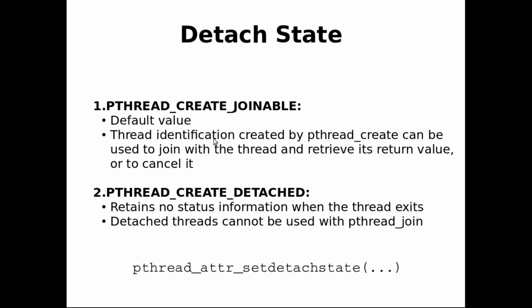So in our first program that we wrote, the main thread joined to thread 1 and thread 2, which means thread 1 and thread 2 were joinable threads because that's the default value. However, if we change the value of these attributes to detached, then other threads will not be able to join to those threads, because the operating system retains no status information when such a thread exits, and it is an error to join to a detached thread.